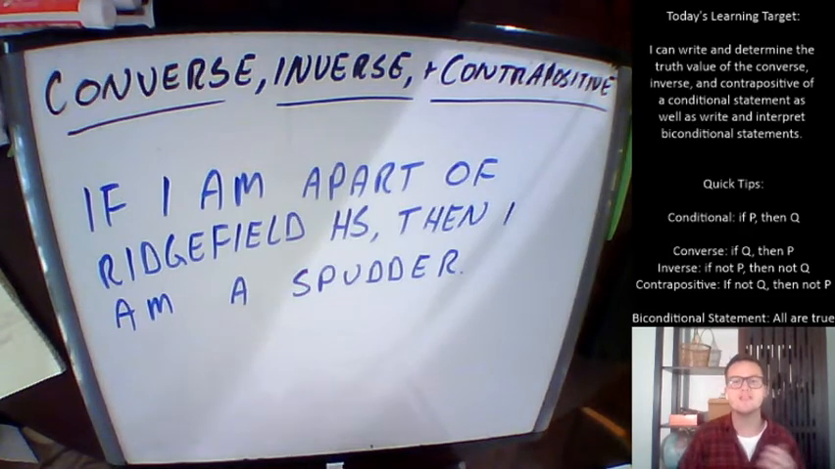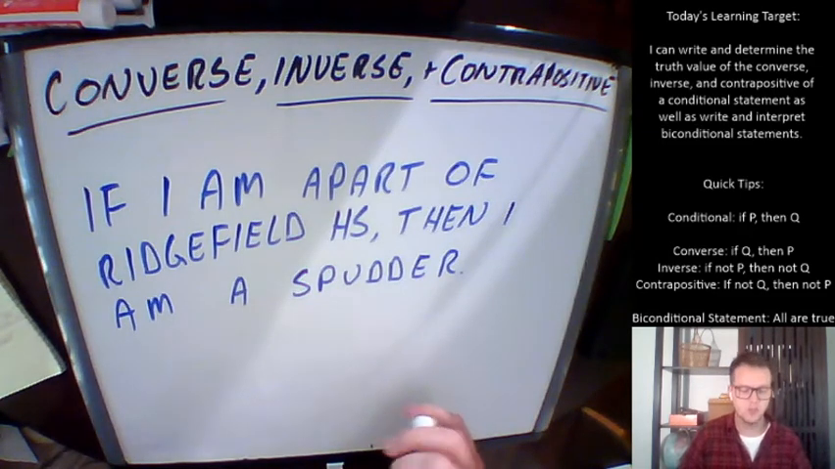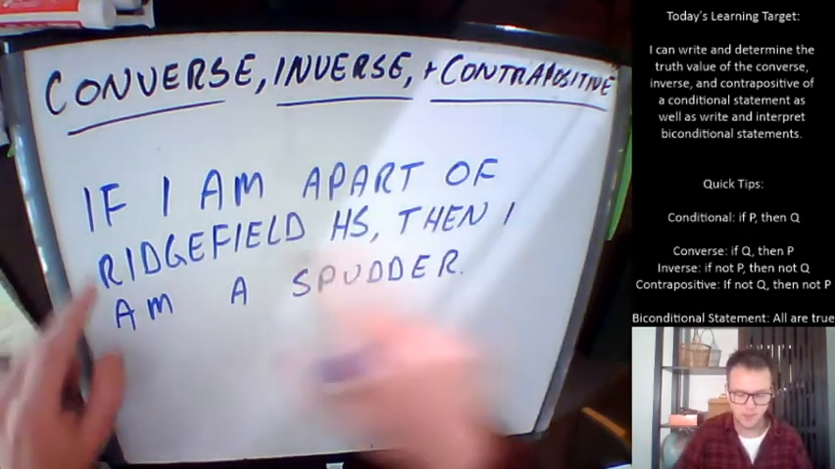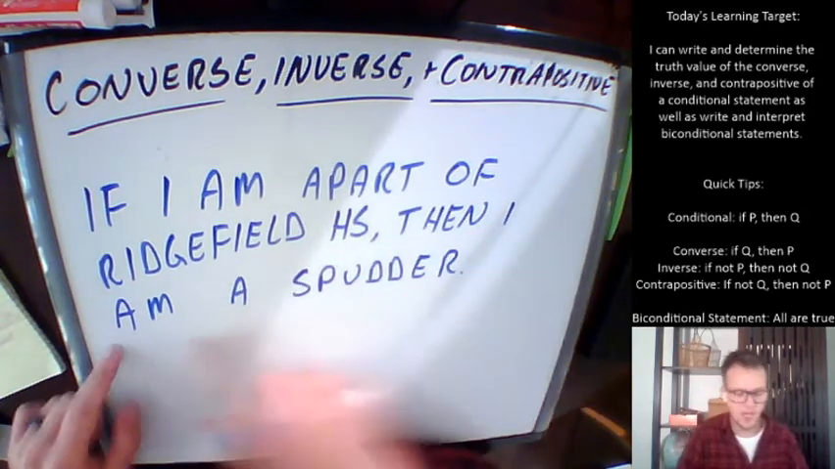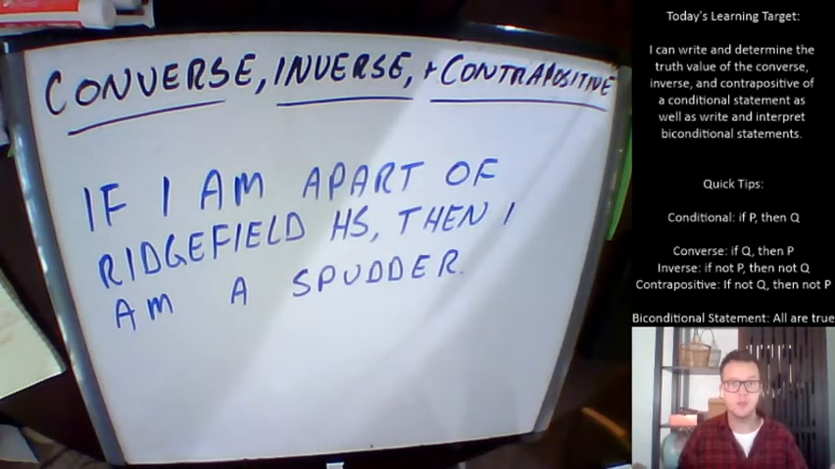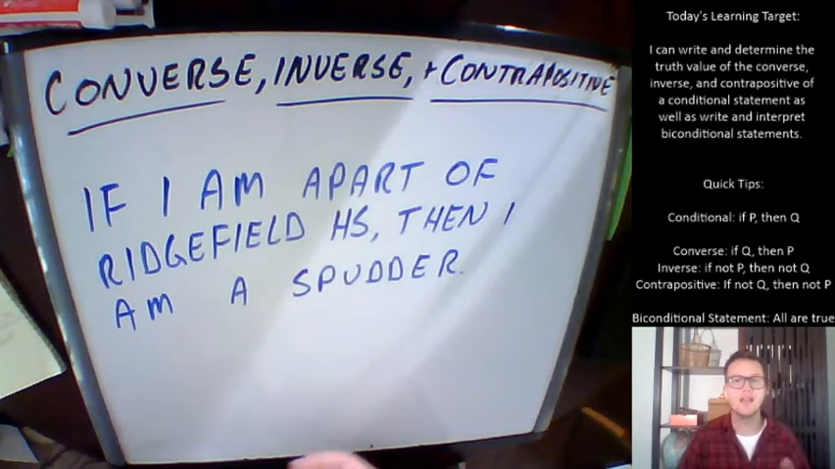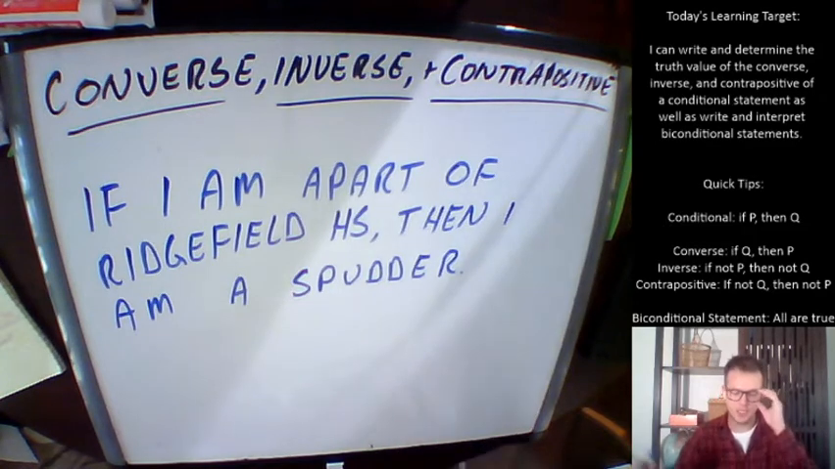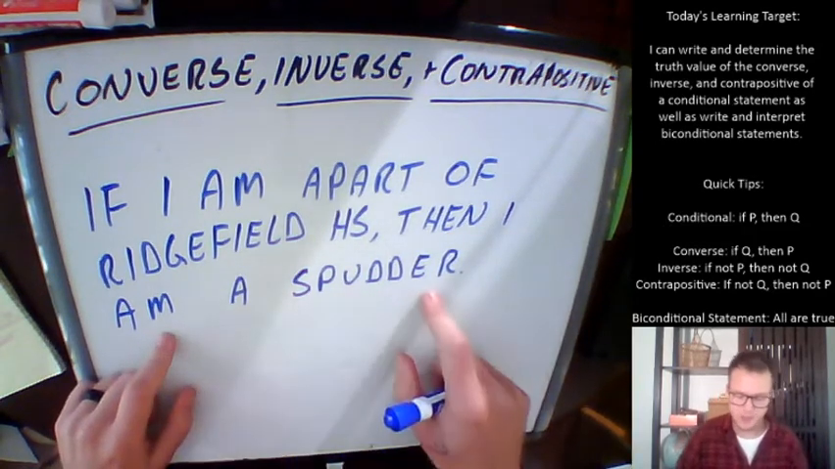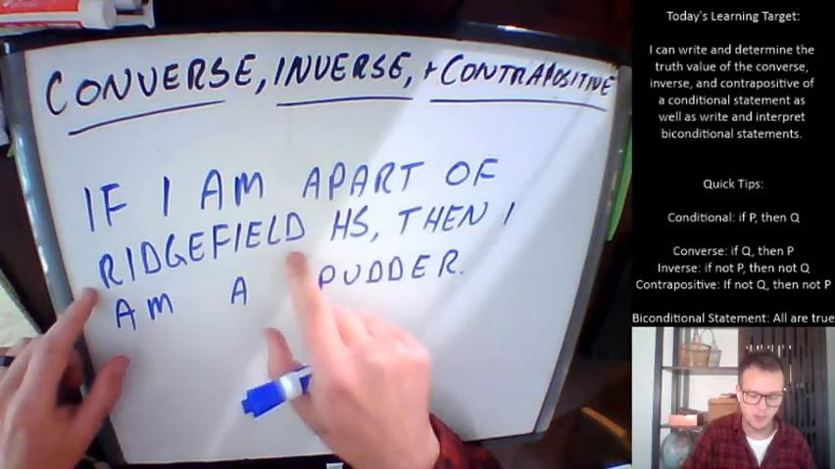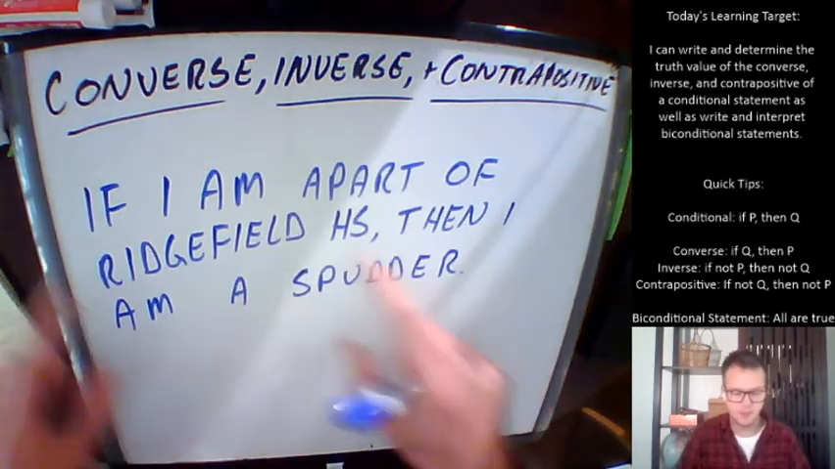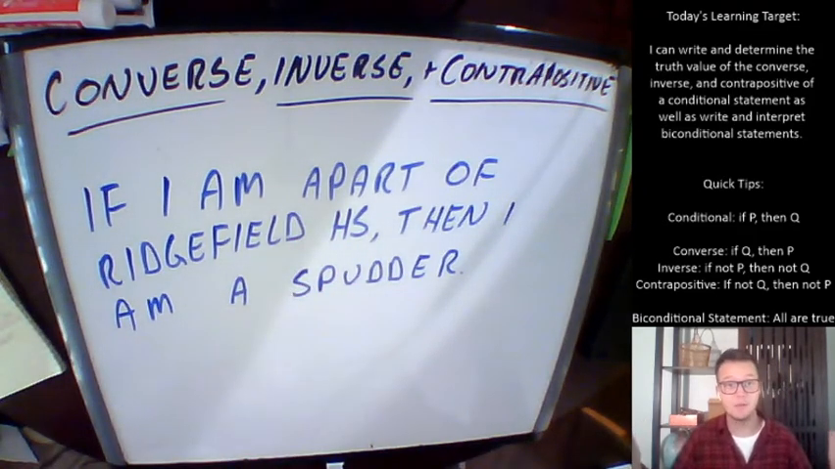Now the inverse: if not P, then not Q. So if I am not a part of Ridgefield High, then I am not a Sputter. That's true as well. Nobody else is a Sputter except for those a part of Ridgefield High. Last one, contrapositive. If not Q, then not P. So if I am not a Sputter, then I am not a part of Ridgefield High. Yeah, that one adds up as well.